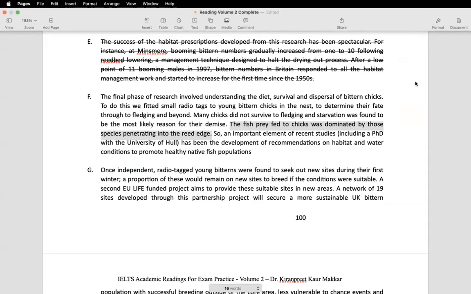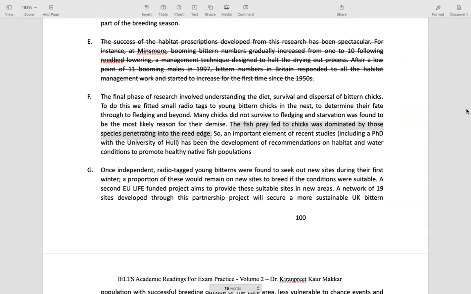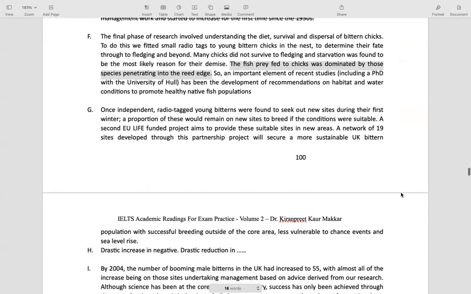Okay, it's 6:15. We'll start with the reading. We'll cover the rest of the meanings along with the reading.